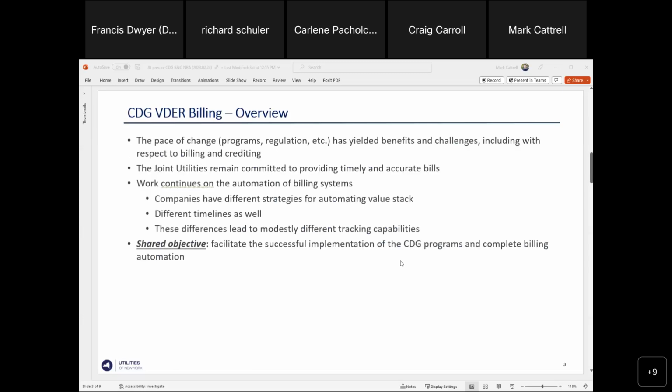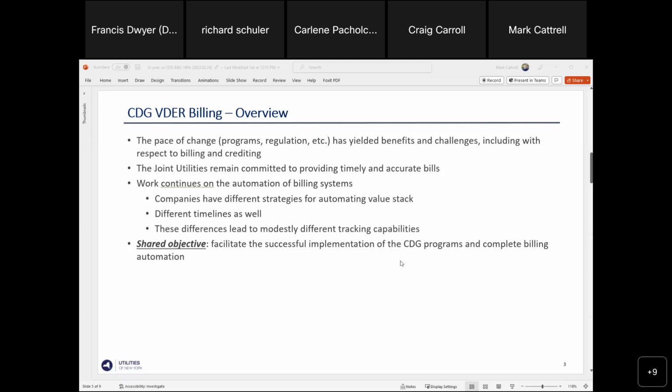So just as some of the context, as I mentioned, we want to make sure to quickly bring some attention to the fact that CDG is an important aspect of the clean energy transition. We want to note that the pace of change has been rapid in New York State. There have been a number of different iterations in the development and different kinds of programs that have been applied, and that has yielded some significant benefits for customers, participants, CDG hosts, et cetera. But at the same time, it has resulted in some challenges that have materialized as well.